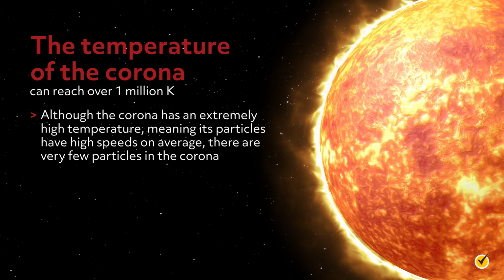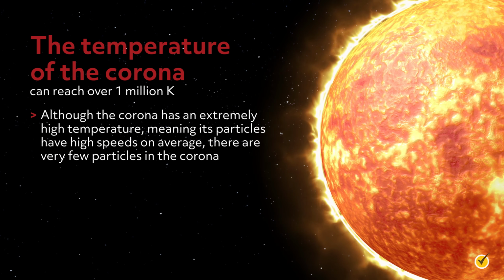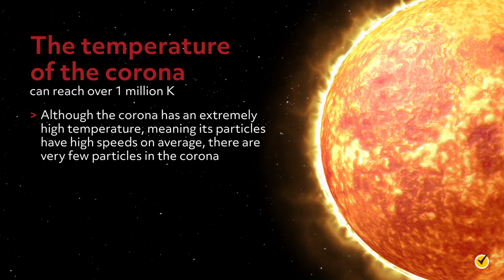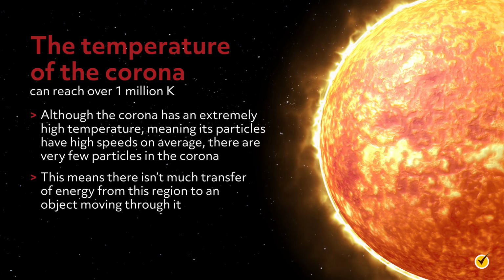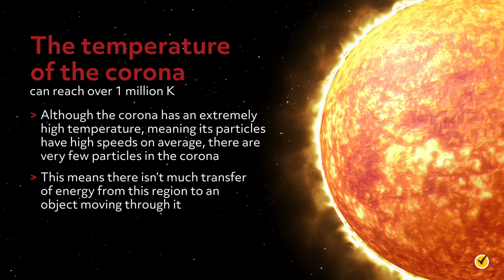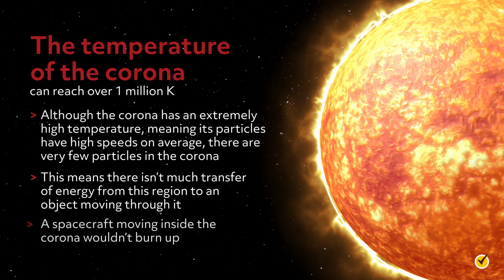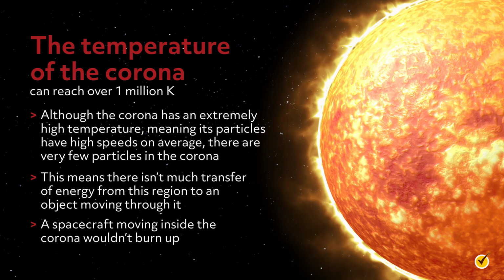Although the corona has an extremely high temperature, meaning its particles have high speeds on average, there are very few particles in the corona. This means that there isn't much transfer of energy from this region to an object moving through it. So for instance, a spacecraft moving inside the corona wouldn't burn up.